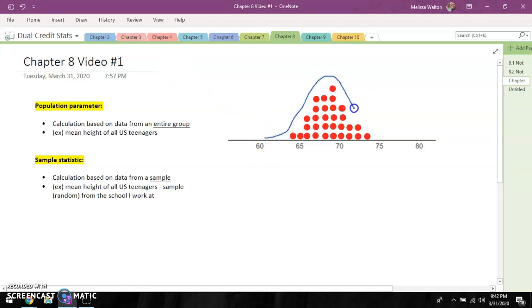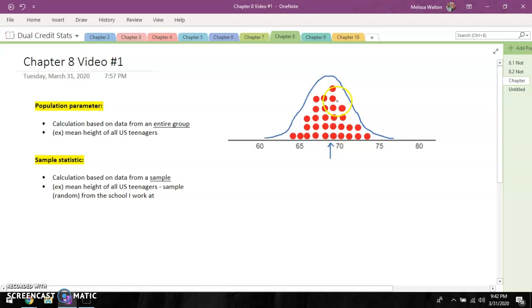Pretend that I'm drawing this nice and pretty. I'm trying my best. There we go. Yes, this is a nice normal distribution. So if I were a guessing person, what if I were to add up all US teenagers? I'm guessing that the true mean is going to be somewhere between 68 and 69 inches. That is where I am centered at.